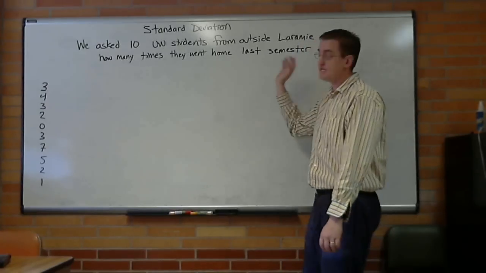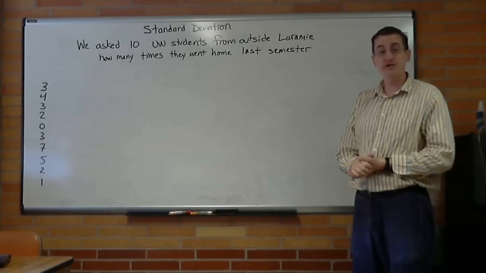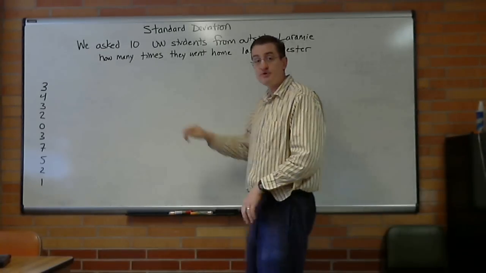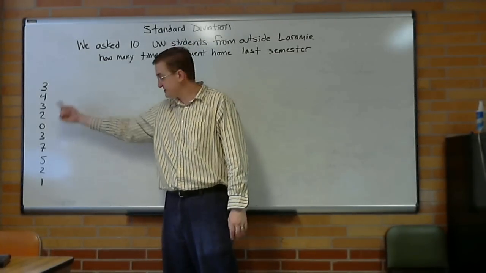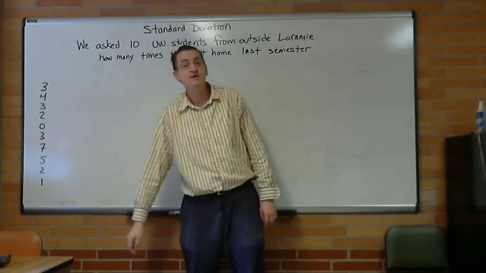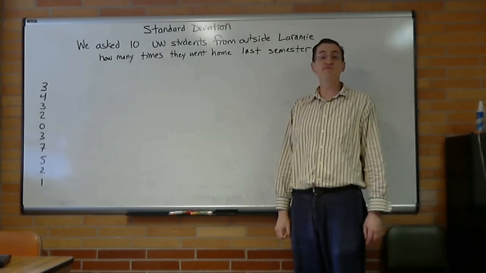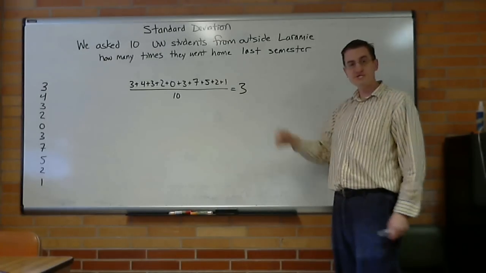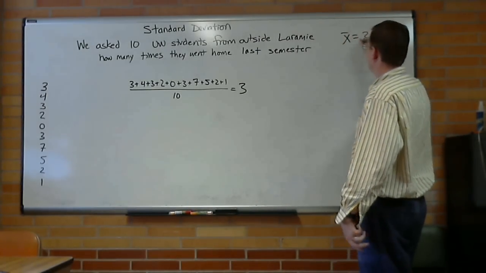So we've asked 10 UW students who come from outside Laramie how many times they went home last semester. And we got a lot of different answers. This person went home about once a month, never once visited home, about every other month. So we want to find our standard deviation. Our first step is to find the average, which turns out to be 3. So I'm going to mark that over here so that I can remember.